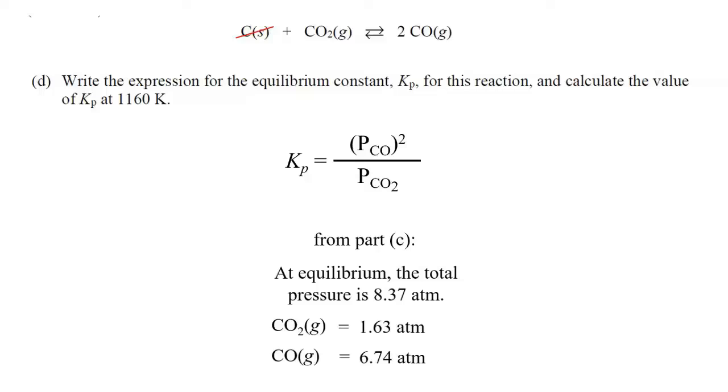Let's go ahead and plug in those values into the Kp expression. So 6.74 squared divided by 1.63. Now, when you use a Kp, you do have to use pressure in atmospheres, so that unit is already present, but the final answer for K will not have any units. Equilibrium constants are dimensionless quantities. So 6.74 squared divided by 1.63, on my calculator I get 27.87. I will round this off to 3 significant figures, so I'll say 27.9. So that is the answer to part D.